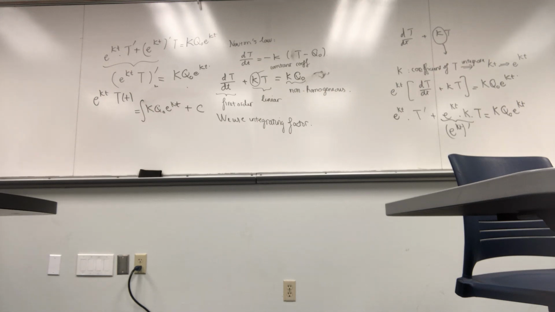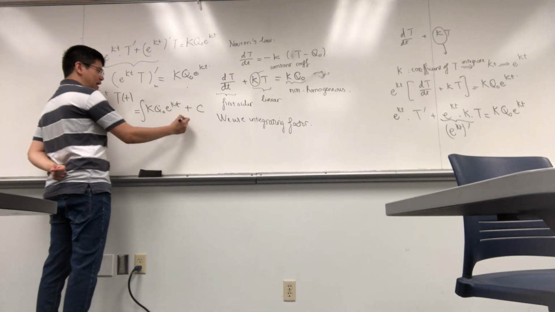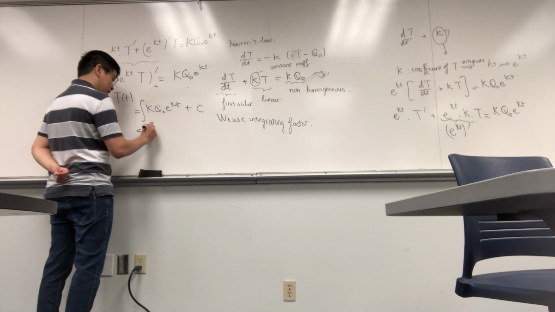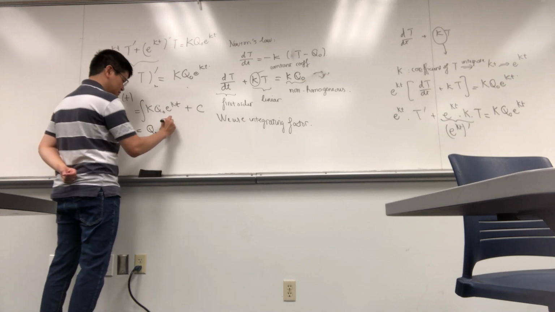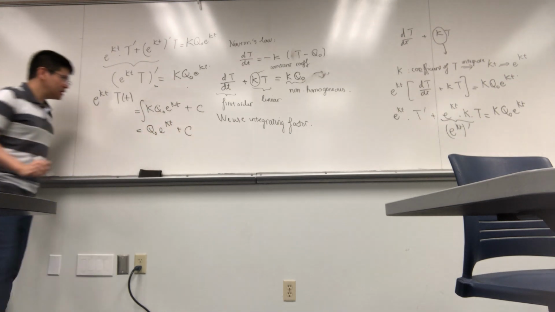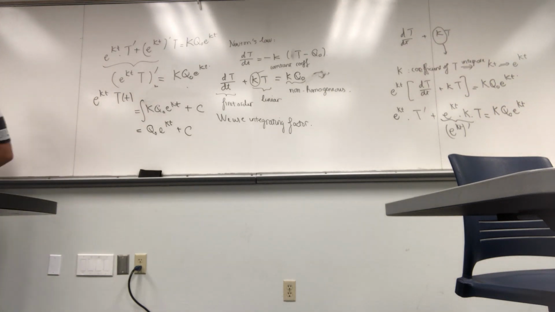E to the kt times q. So I'm going to take the antiderivative of this function. I have q0 times e to the kt plus c. All right? Questions?